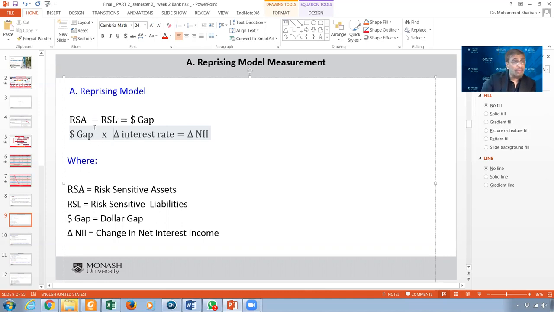So the issue is calculating the gap. The problem now is what is risk-sensitive assets and what is risk-sensitive liabilities. To define the model, which is this model, we are saying RSA is risk-sensitive assets, RSL is risk-sensitive liabilities, and this is the dollar gap, and this is the definition of the model.